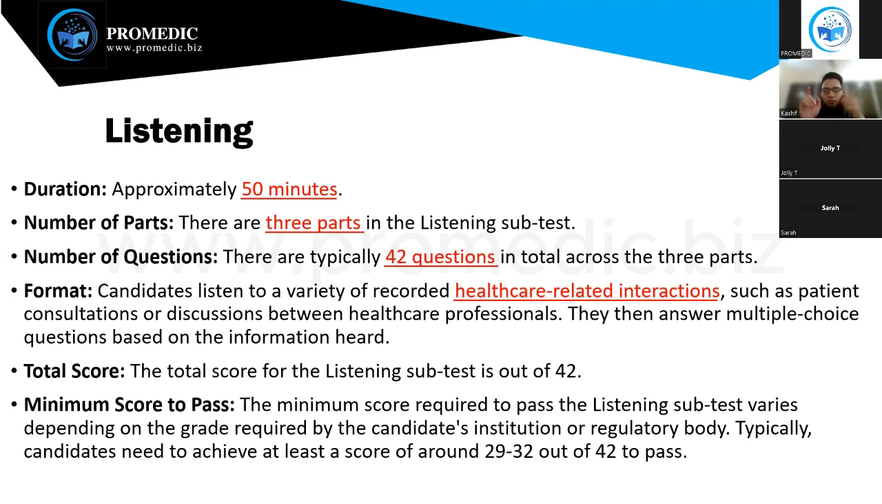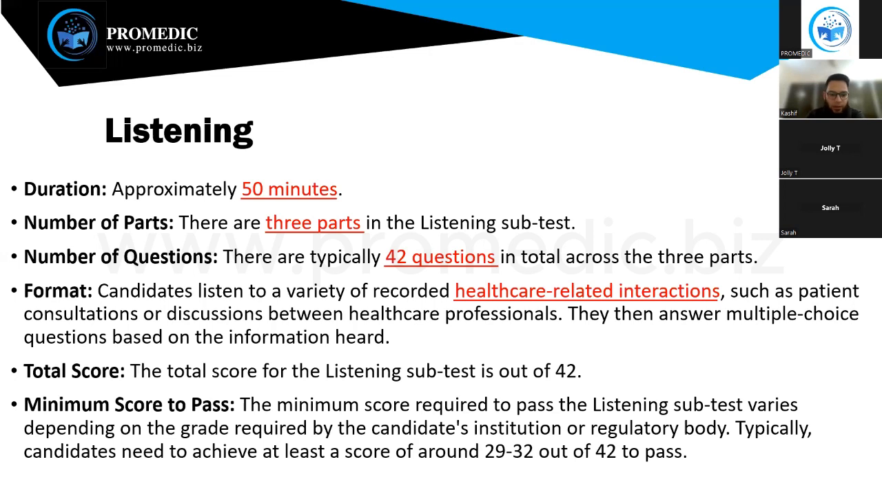Aim for 35 to 37 marks out of 42, because listening is very easy, it is very manageable, and you can score the highest in listening. 29 to 32 is usually the grade B, which is required by most regulatory bodies in order to pass. But I would say you have to aim for 35 to 37.